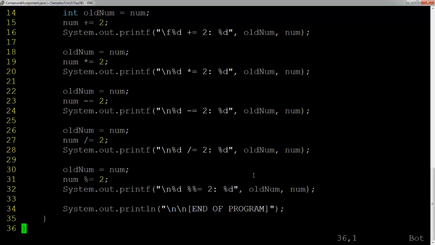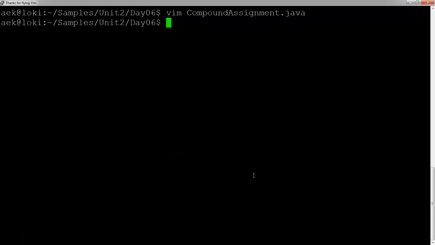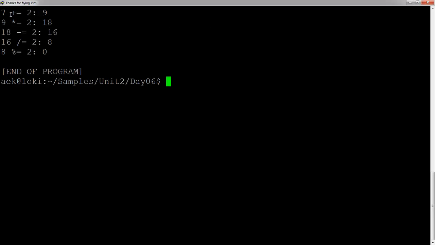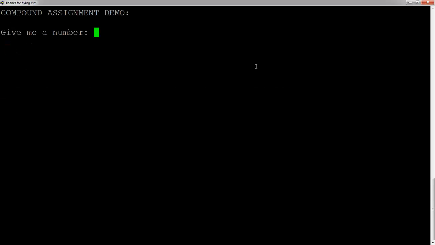So when we run this, it'll ask us for a number. Let's say our number is 7. Okay. So we've got 7 plus equals 2 gives us 9, 9 times equals 2 gives us 18, 18 minus equals 2 gives us 16, 16 divided by equals 2 gives us 8, and 8 mod equals 2 gives us 0.